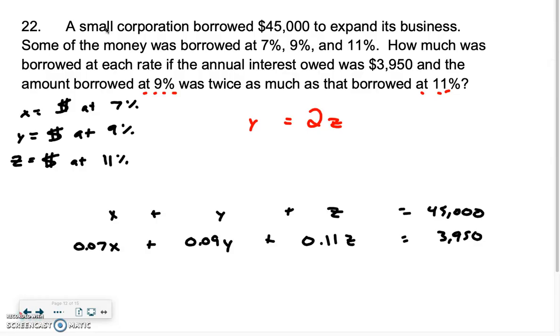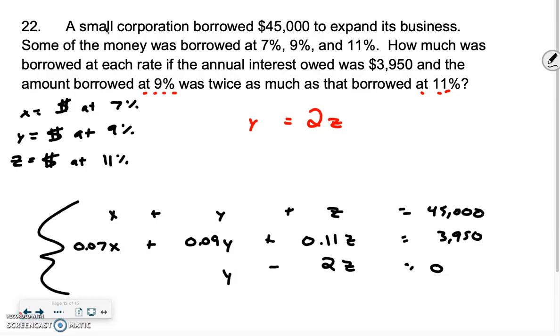Again, we already have enough other types of numbers going on. Why not use integers when we can use integers, is my humble opinion. All right, so we typically want to put these in standard form. So if I were to subtract the 2z over, we're going to call that y minus 2z equals 0. And this is now my system.